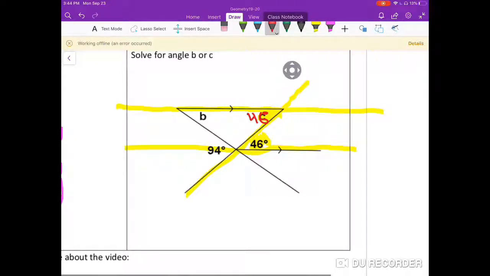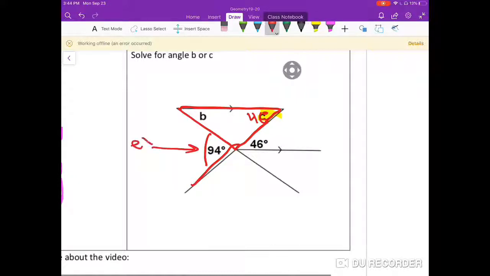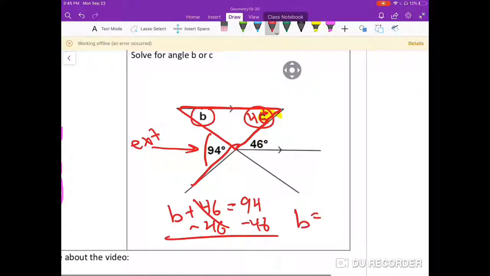Okay. Now, how are we going to find angle B? Well, I'm going to unhighlight this because I have a different picture in mind for angle B. So the other thing we're going to look at here is this triangle with an exterior angle of 94. And if you remember, our exterior angle theorem states that if I add these two remote angles up, I'm going to get the exterior angle. So I could say B plus 46 equals 94, and then subtract 46 from both sides, and I would get angle B equals, let's see, 48 degrees. All right, so that's how we'd use auxiliary lines in this question.